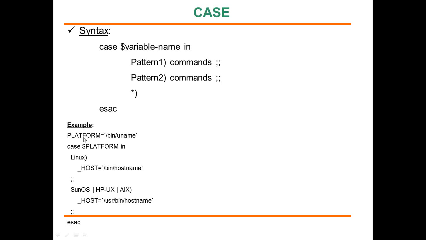Here I have a quick example. Here I'm assigning platform equals /bin/uname. Basically I'm running the uname command, so I'll get whether Linux or AIX or Sun Solaris or CentOS, whatever the platform name is. Then in the case, if the platform name is Linux, I am assigning the host by running this /bin/hostname command. Whereas if the platform is SunOS or HP-UX or AIX, I am assigning the host value by running this /usr/bin/hostname.